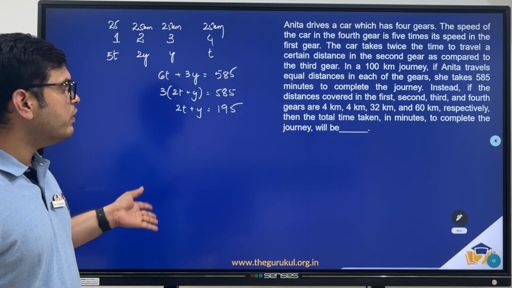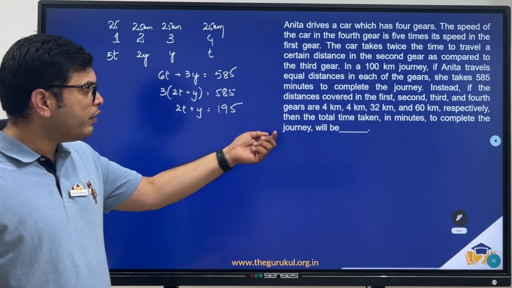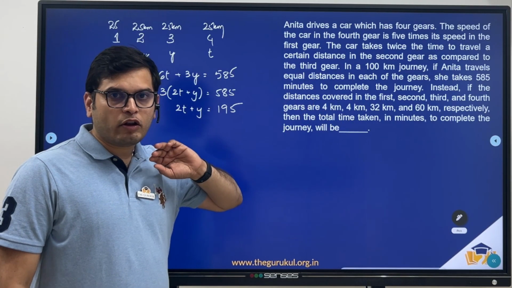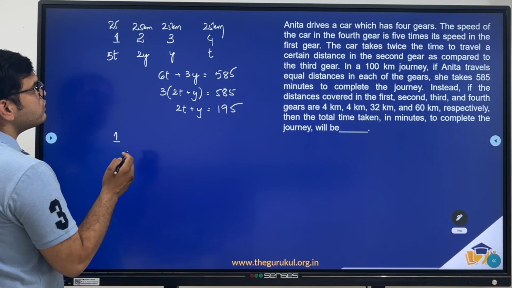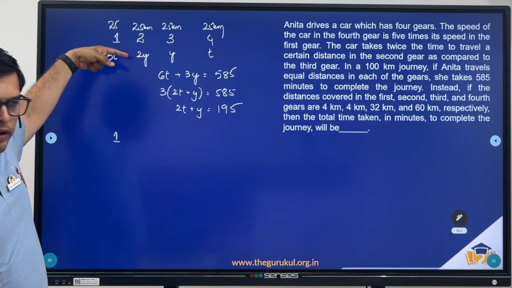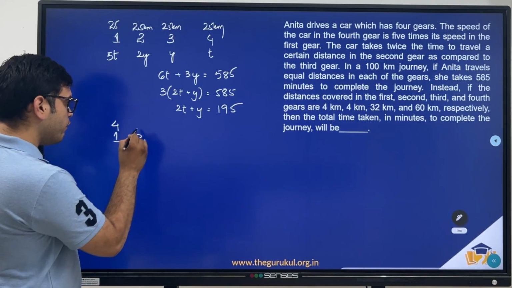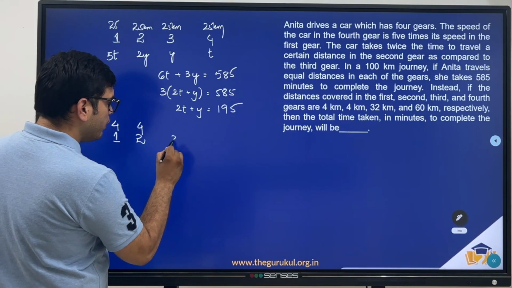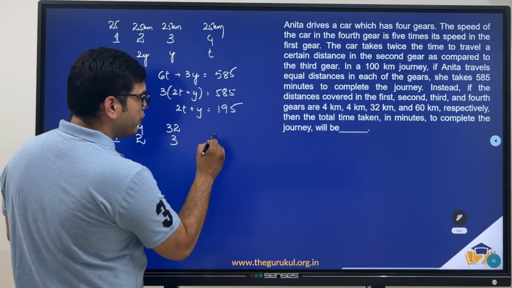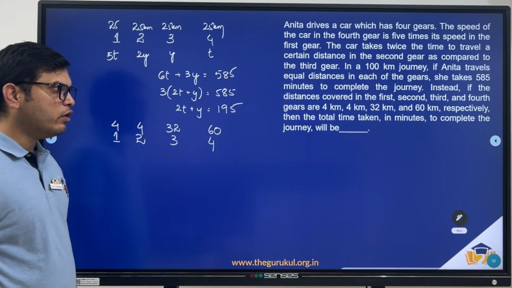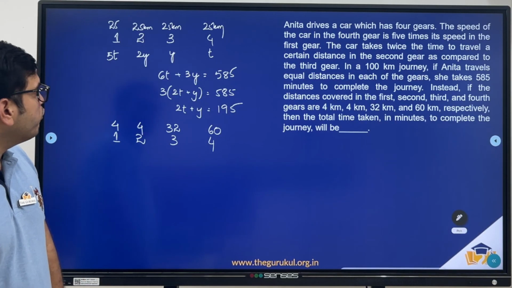Now instead, if the distances covered in the 1st, 2nd, 3rd, and 4th gears are 4 kilometers, 4 kilometers, 32 kilometers, and 60 kilometers respectively. So now in 1st gear, instead of 25, if she covers only 4 kilometers, in 2nd gear, if she covers 4 kilometers, in 3rd gear, if she covers 32 kilometers, in 4th gear, if she covers 60 kilometers respectively, then the total time taken in minutes to complete the journey would be, right?